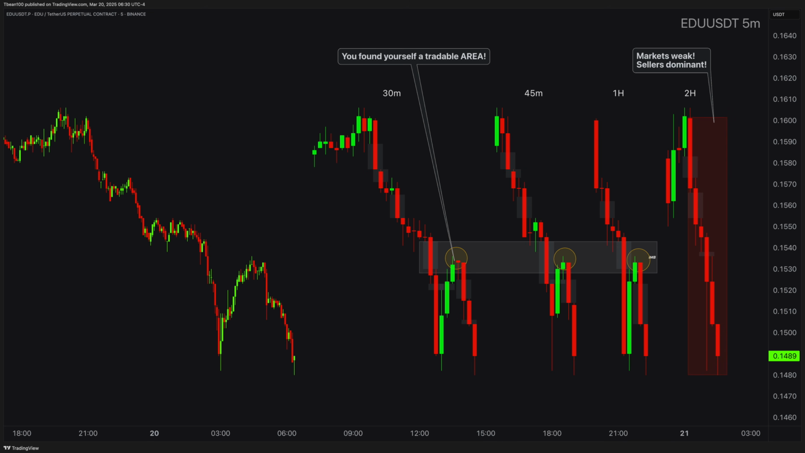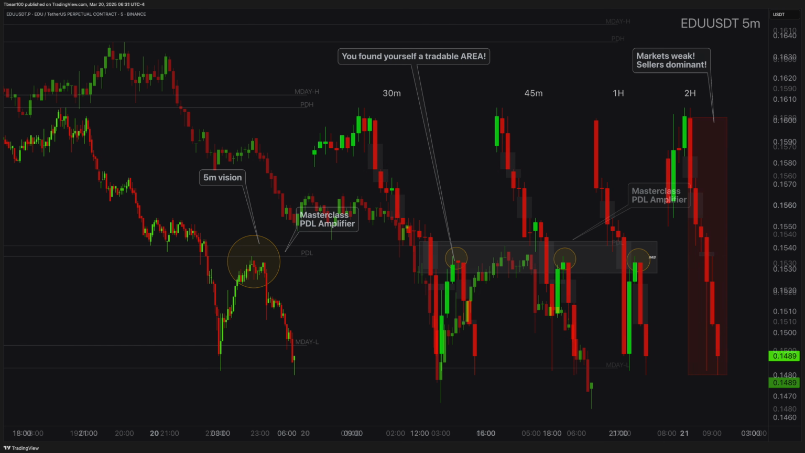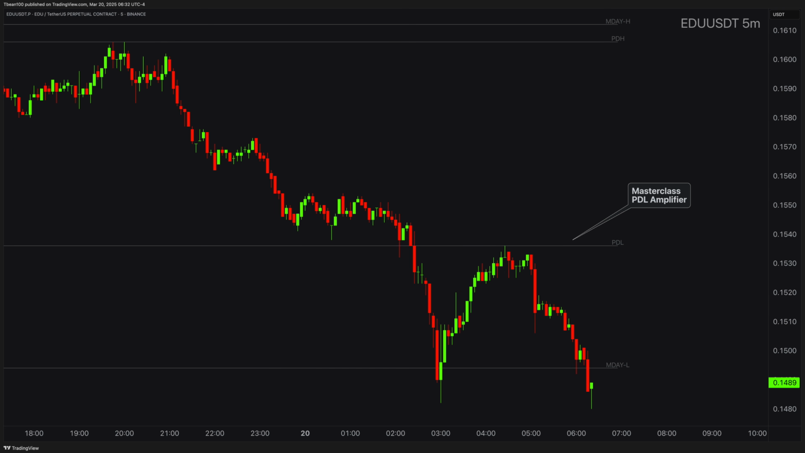For further analysis, I opened the 5-minute chart on the left so we can see the price action much better. First, you will notice that this is not an ordinary level. It is a PDL area, previous day low amplifier. Amplifiers are actually sort of support and resistance flips in a sense. This is why it amplifies your entries. Now let's zoom in on the area.